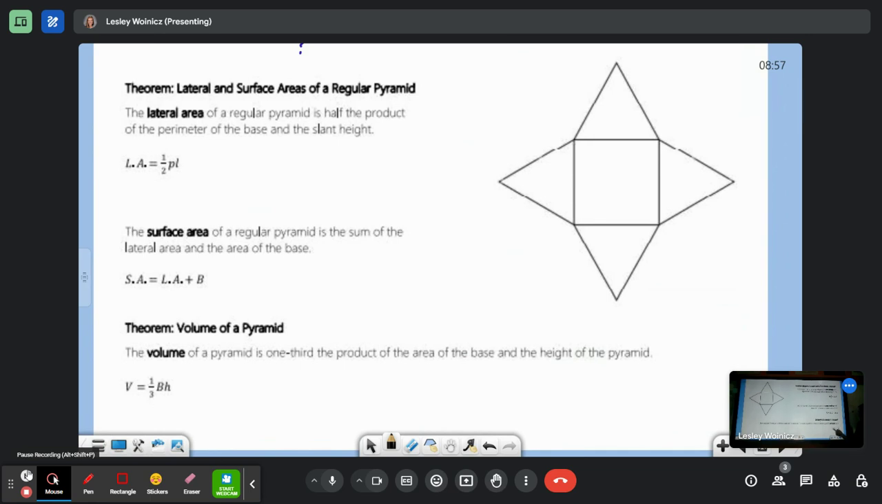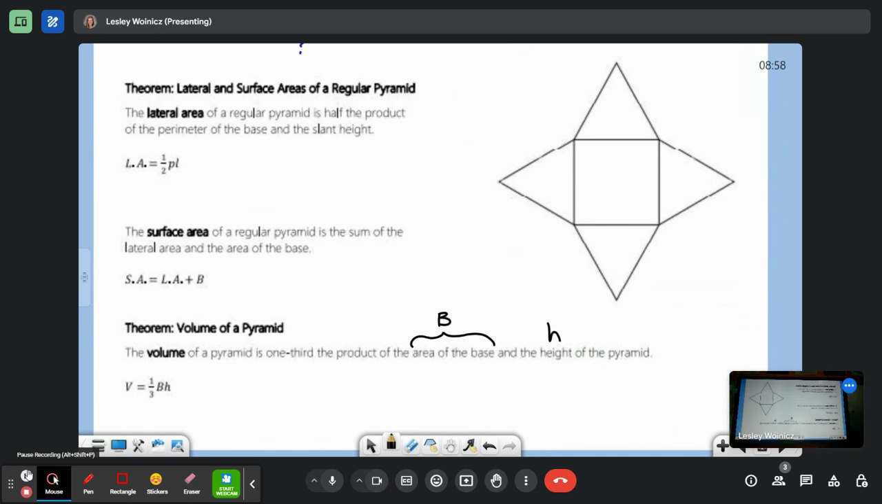base times height. It doesn't just work for cubes. We saw that for the triangular prism and the triangular pyramid, it was also 1/3. So for any prism, you take the big B base and the height, and then you divide it by 3.